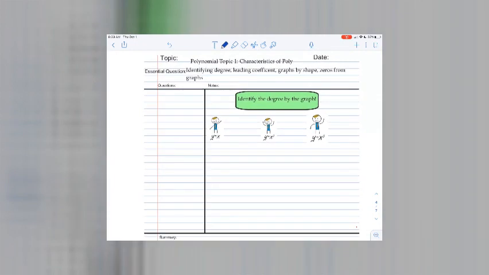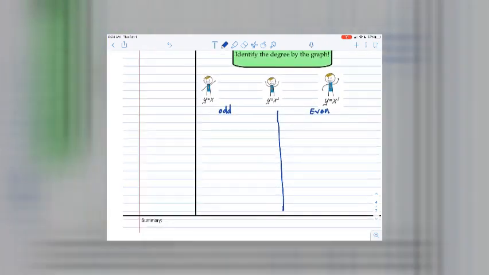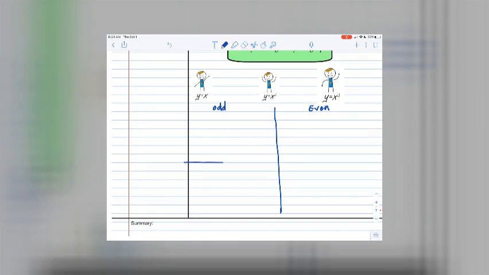So here's where I told you that we would be looking at graphs, and I've seen these little math dances, and I pulled out this guy who demonstrates a few of the ones that we're going to look at today. And I want you to separate these by odd and even, and I'm going to separate these by positive leading coefficient and negative leading coefficient.